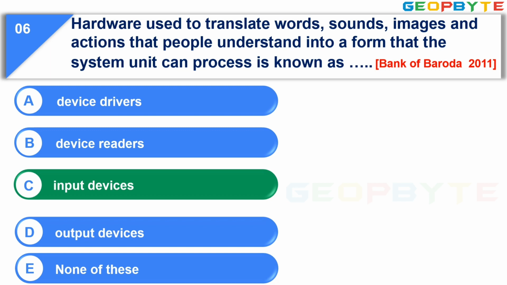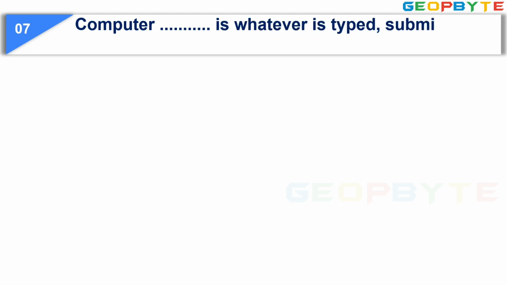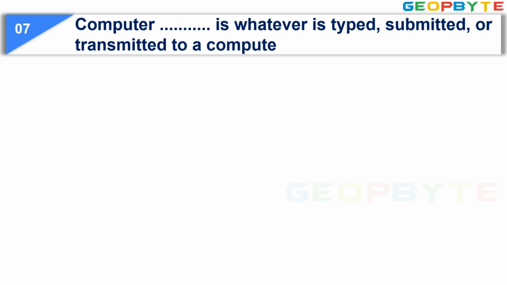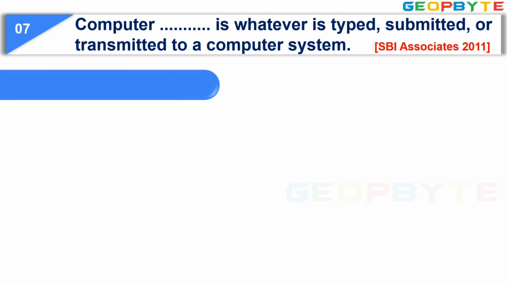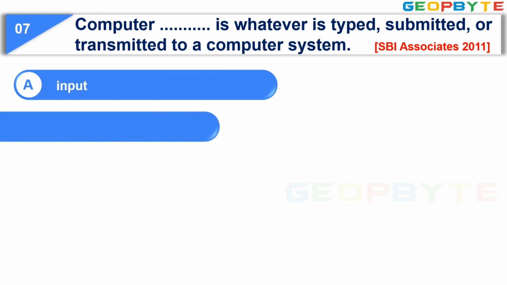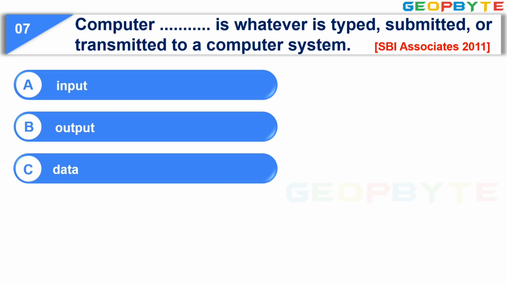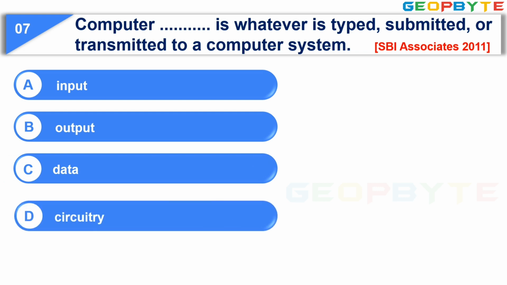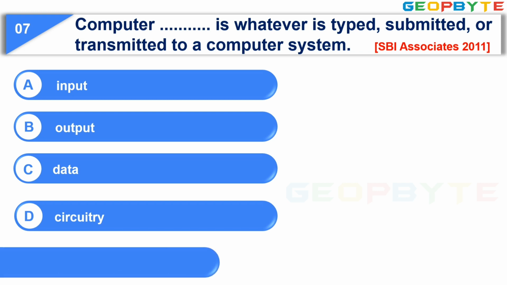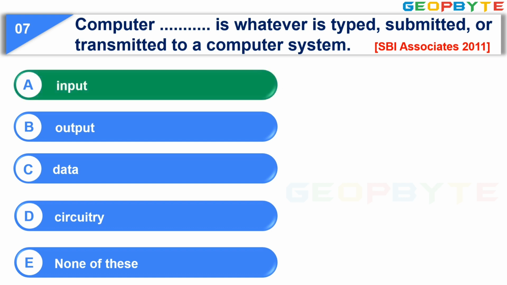Next, moving to question number 7. Dash is whatever is typed, submitted, or transmitted to a computer system. Option A, input. Option B, output. Option C, data. Option D, circuitry. Option E, none of these. And the correct answer is option A, input.